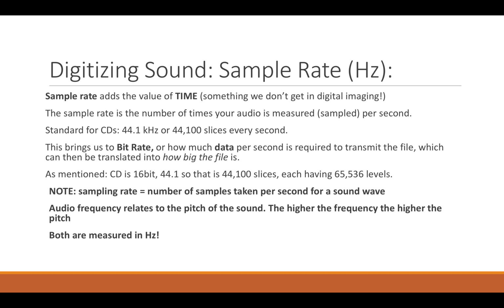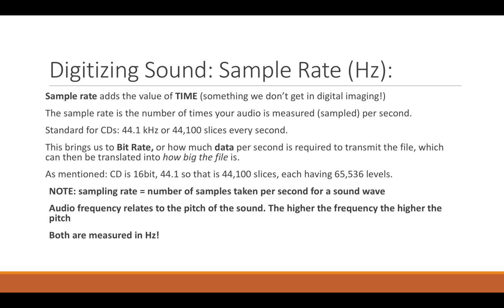So the sample rate is the number of times your audio is measured or sampled per second. And as I said, CDs, 44.1 kilohertz. So you can think about that as 44,100 slices of data every second. Okay, and this brings us to another term, which we don't really need to worry about too much except in terms of file size. So bit rate is how much data per second is required to transmit or play the file, and that has an effect on how big your file becomes.